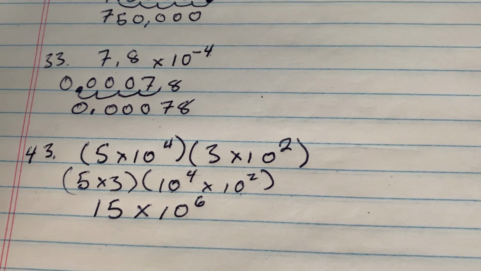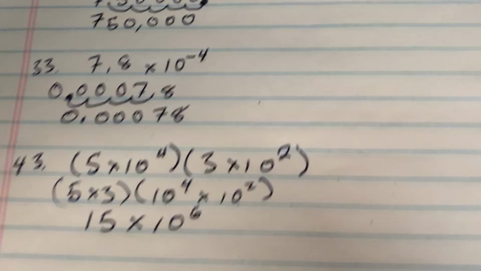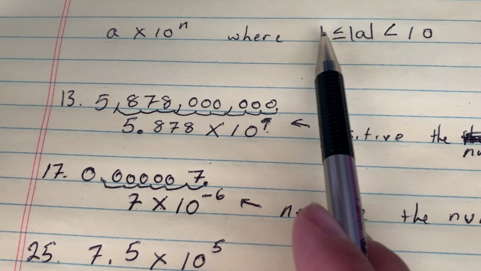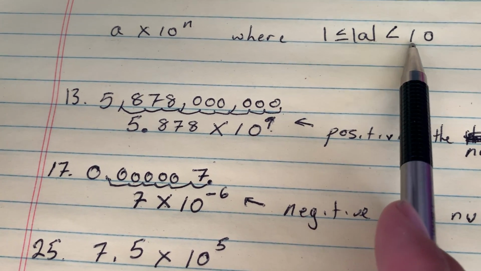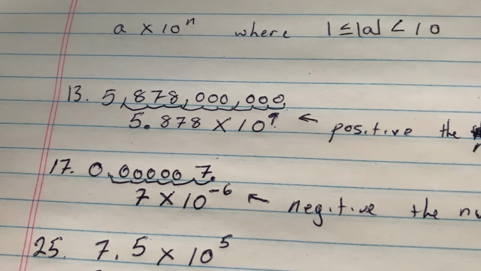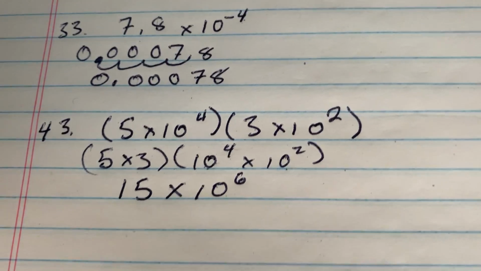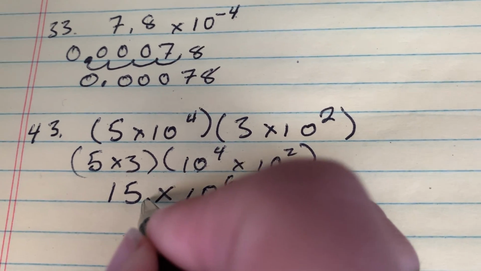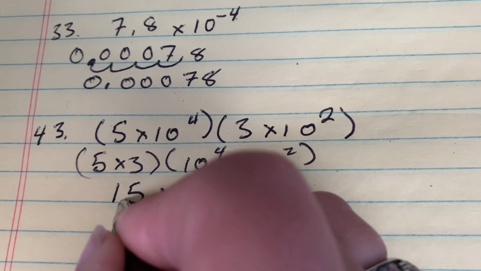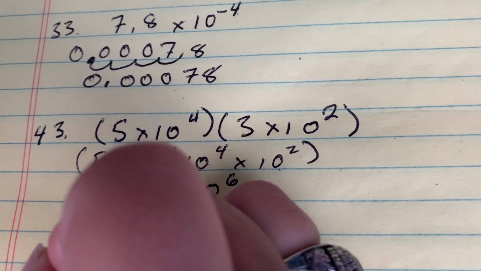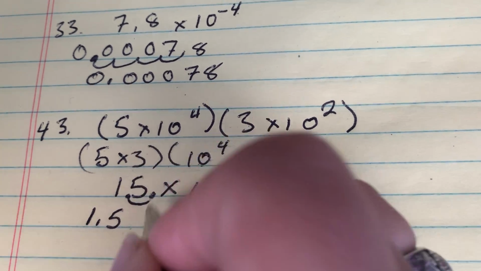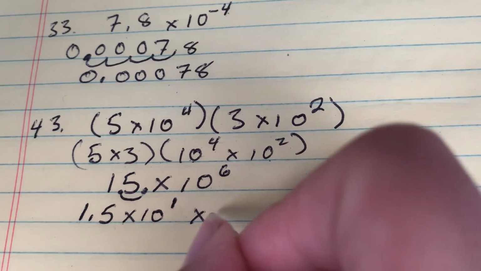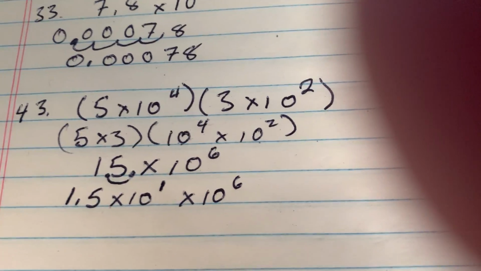15 does not have a number between 1 and 10. So we have to make 15 between 1 and 10. Right now we have a decimal point right here, and we need to move it to the left one. So 15 can be written as 1.5 times 10 to the 1. We're still multiplying times 10 to the 6.